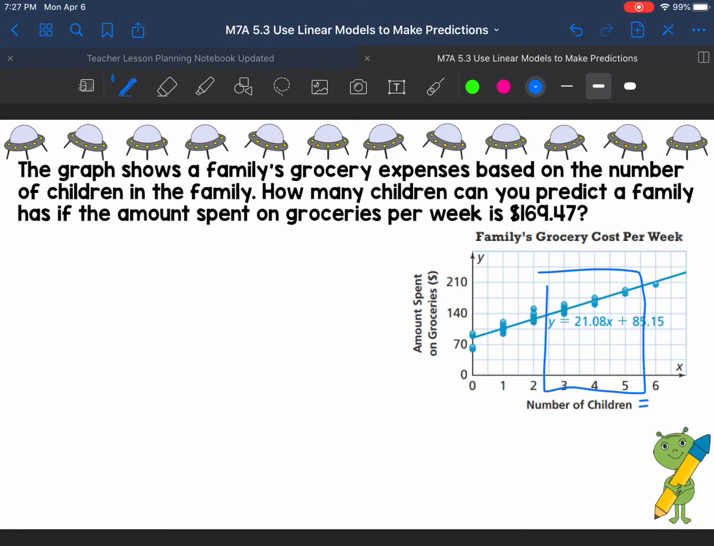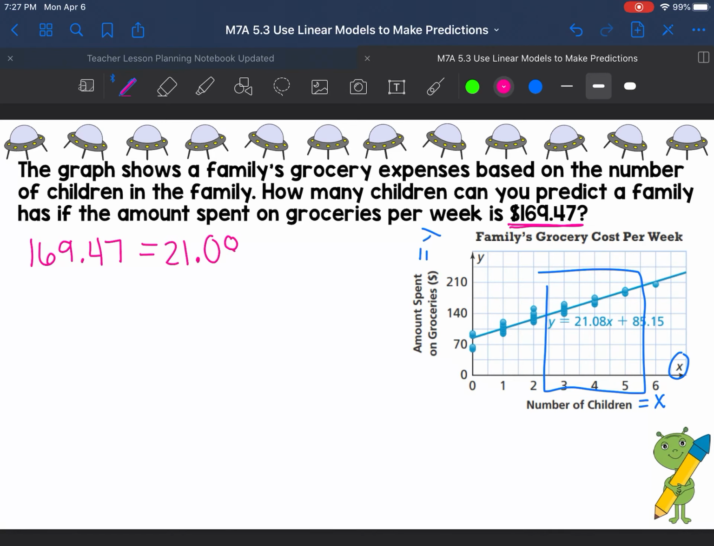Okay? So, remember in the last slide, we talked about how the number of children is our x because it's on the x-axis, and the amount spent on groceries is y because it's on the y-axis. So now, instead of finding the total spent, I want to know how many children they have. But this time, I know the total they spent on groceries. Since the amount spent on groceries is y, and I know that they spent $169.47, I'm going to plug that $169.47 in for my y.